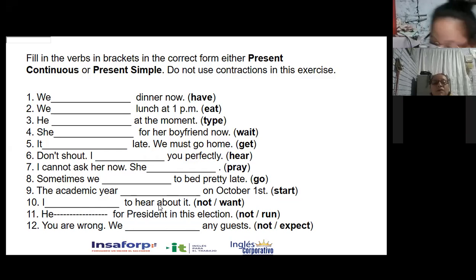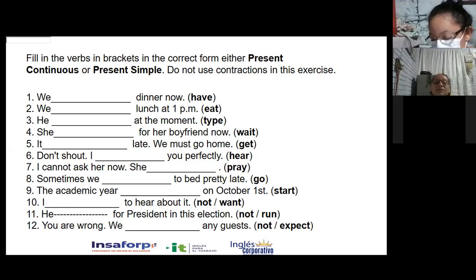He for president in his election. He doesn't run for president. En este caso, la palabra this, in this election, es decir, en este, como elección, is coming. Maybe you can say he's not running for president in this election. He is not running. Como que no se está lanzando para la presidencia en estas elecciones.